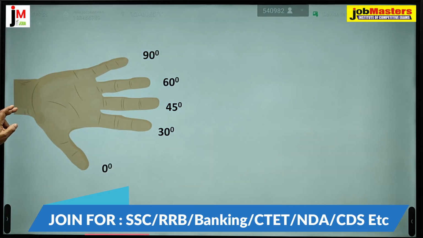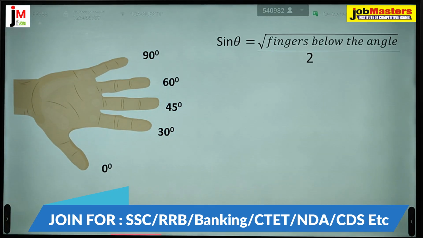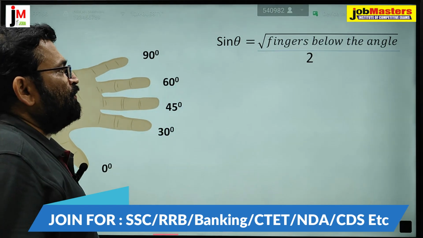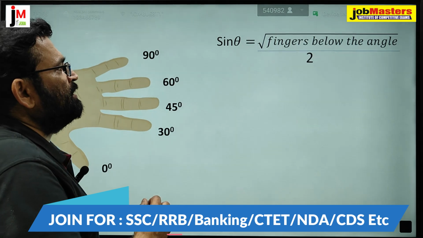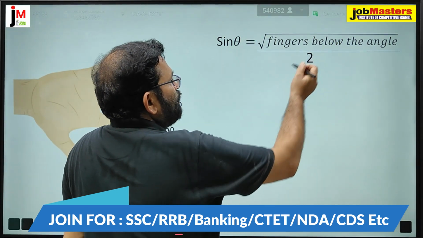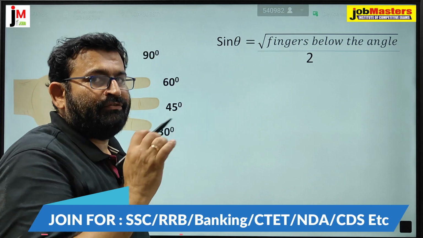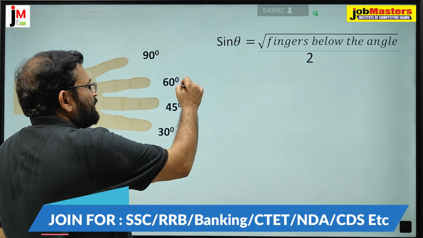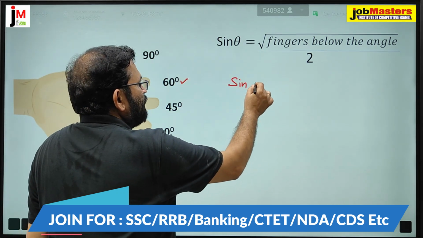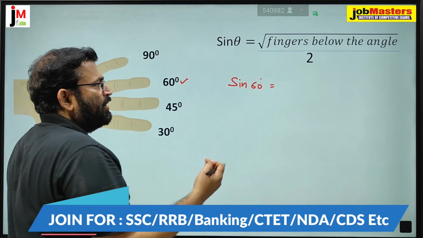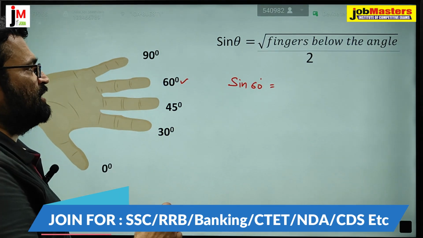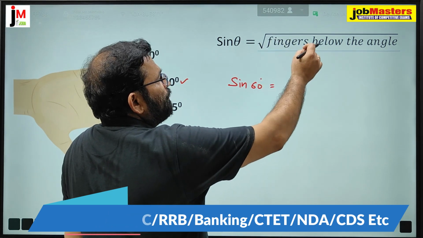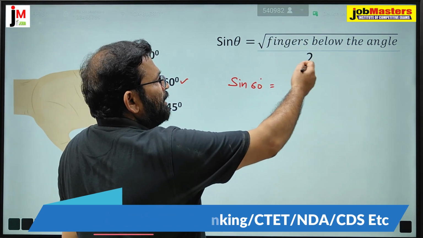So how can we find that? Let's start with sine theta. I have written a formula here. How can we find sine of any angle? This is a very simple method. First of all, we have to take the square root of the number of fingers below the given angle which you want to find. For example, I can take 60 degree. If someone wants to find sine of 60 degree, how can he find it? So sine 60 degree: the formula is root of the number of fingers below the angle, divided by 2.